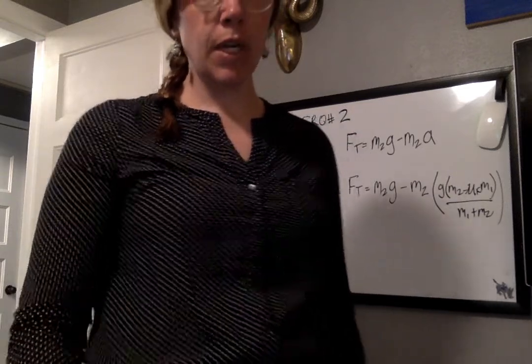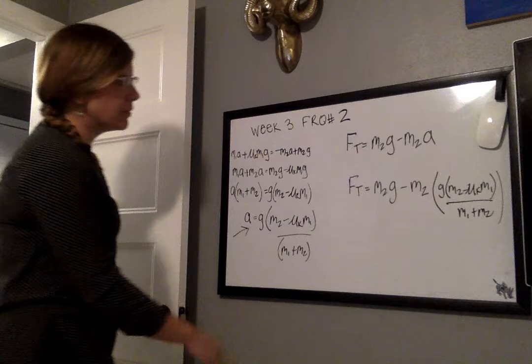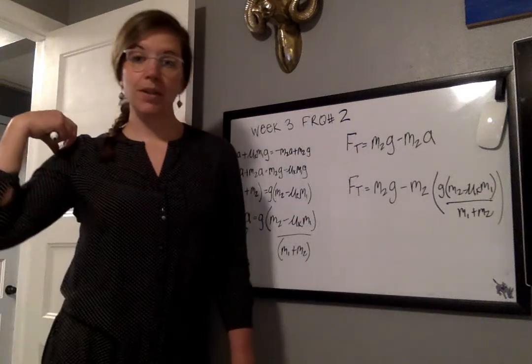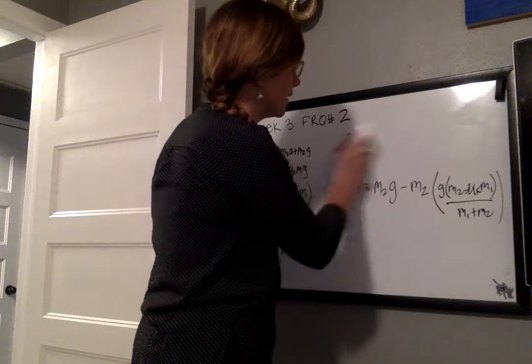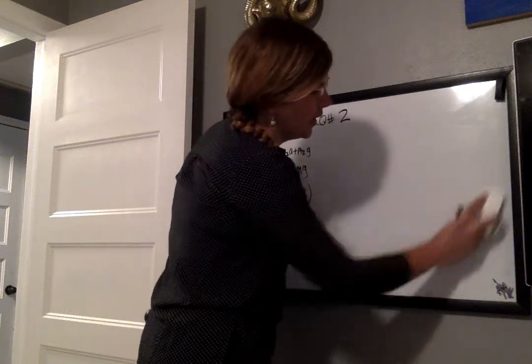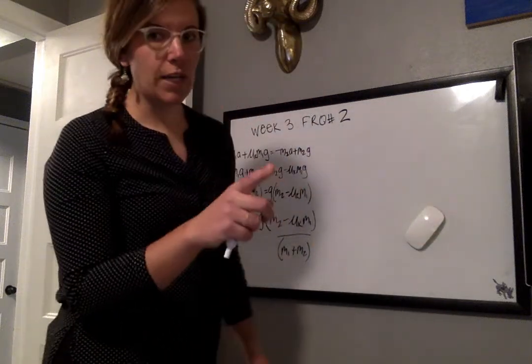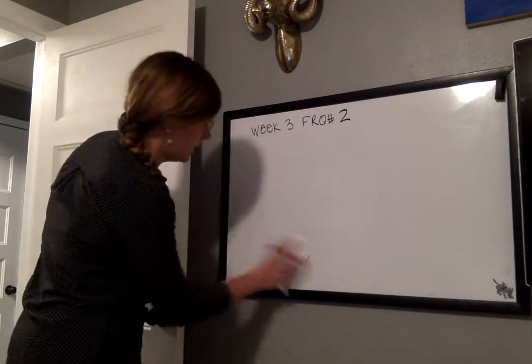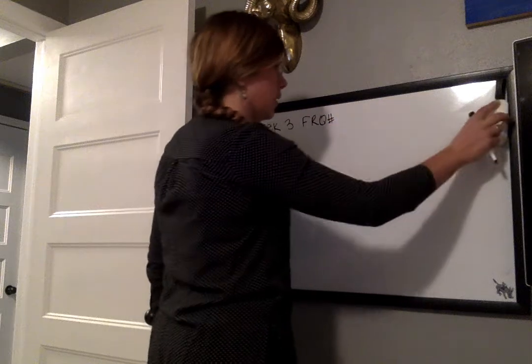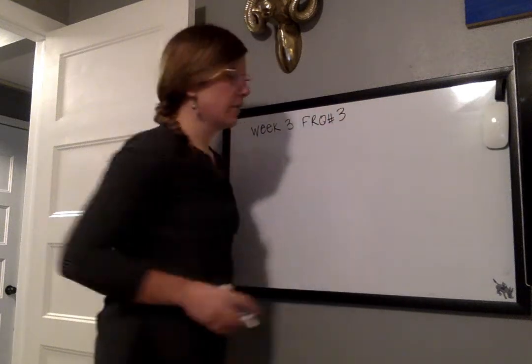Cool. All right, let's jump to number 3. This time you're on an elevator. If any of you live in an apartment building and have a scale at your house, you can actually do this exact problem and see how your mass doesn't change, your weight changes as you move up and down on an elevator. Cool. FRQ number 3.